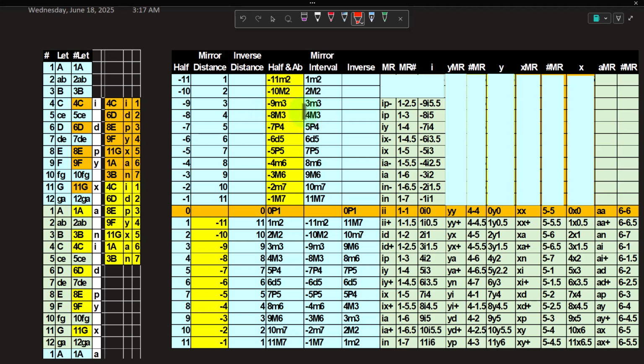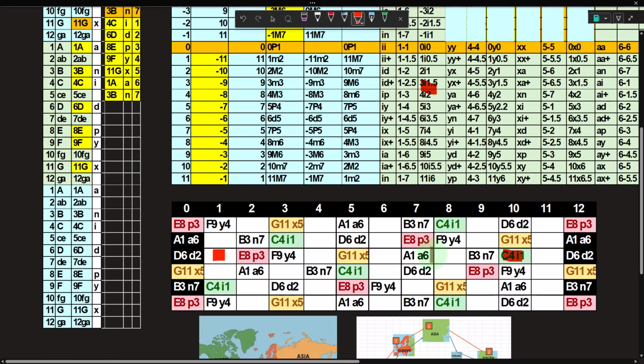So 12 minus 9 would be 3, which I know is a minor third. Therefore, the minor third could be 3 forward or -9 backwards. This makes more sense because I can say the inverse of a -9 Ionian, -5.5, would be a forward 3, 12 minus 9 is 3, Ionian, and then a 1.5 modal half steps forward.